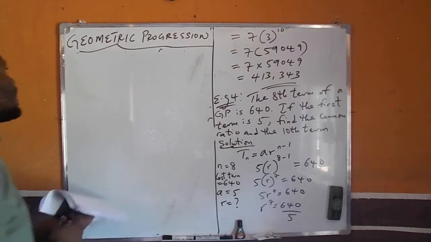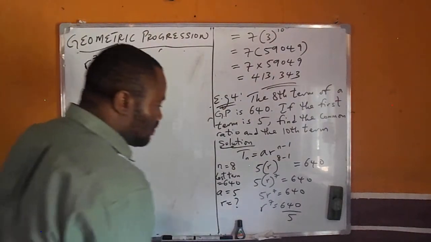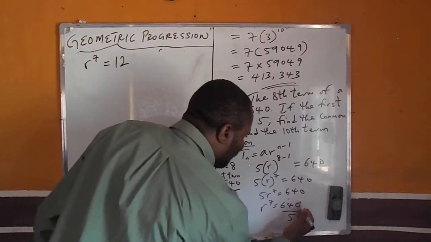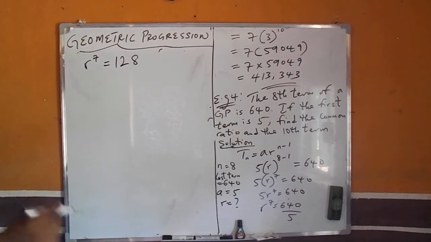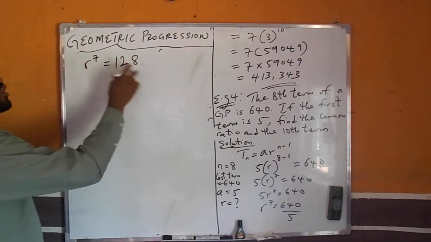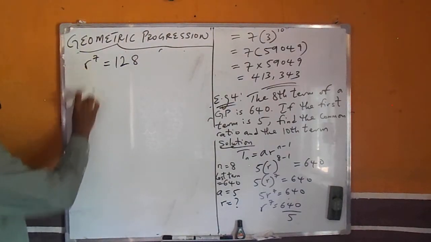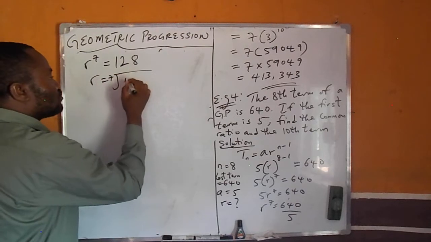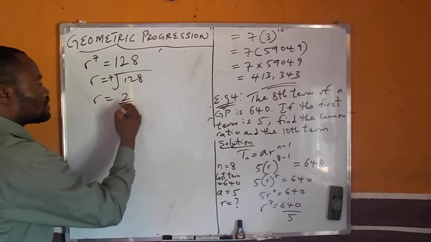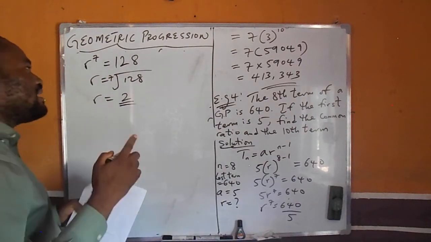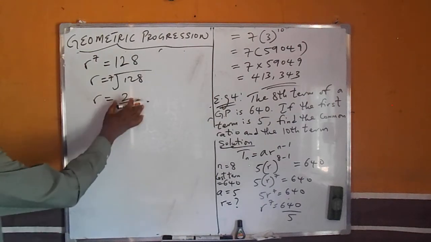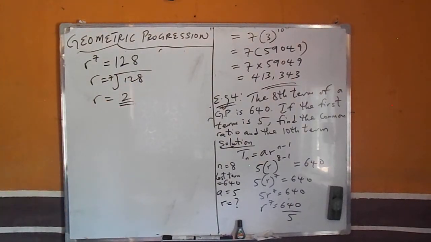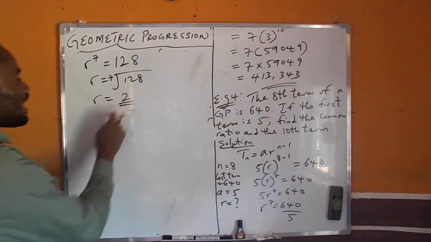Now, 5 in 6, 1, remainder 1; 5 in 14, 2, remainder 4; 5 in 40, 8. That will be R raised to power 7 equals 128. Then we are looking for ordinary R. To get ordinary R, we take the 7th root of 128. Which number can you multiply 7 times that will give you 128? That is 2. 2 times 2 seven times gives you 128. So our R equals 2.